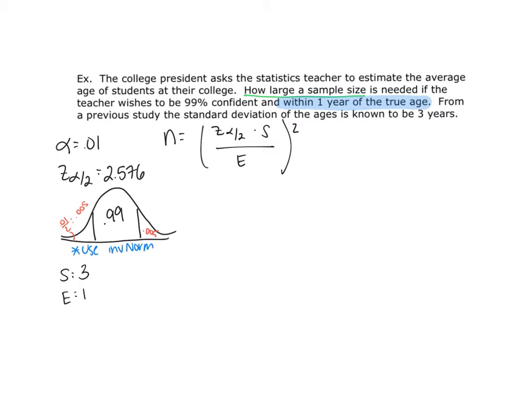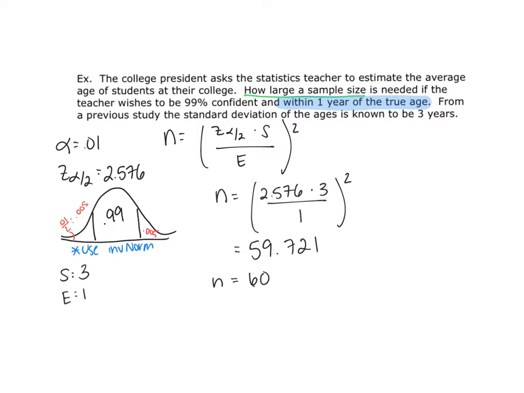Now that I have all the values of the unknowns, plug and chug. N equals 2.576 times 3 divided by 1, all being squared. This comes to 59.721, and we know that we are always going to round up to the next integer. So we need a sample size of 60 to be within 1 year of the true age.